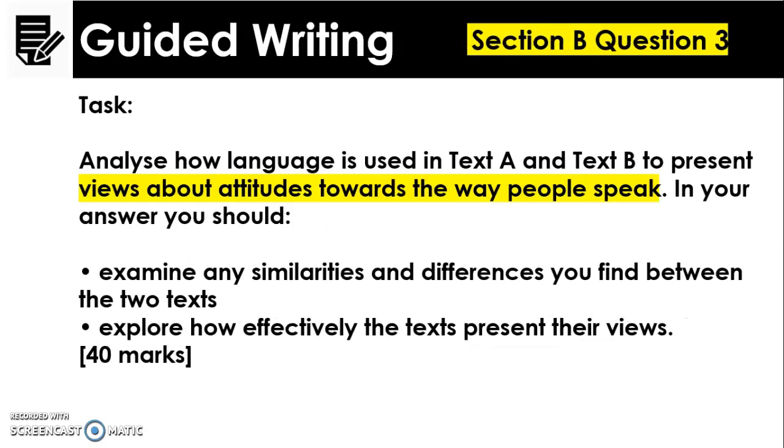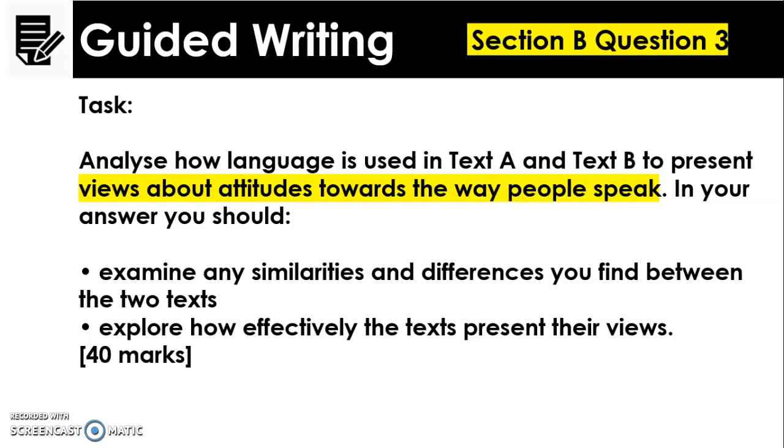So we know that this was the full task that we introduced. It's a section B question 3, and it says analyse how language is used in text A and B to present views about attitudes towards the way people speak. Okay, my lovelies? So that bit highlighted in yellow will change with every exam series. Every exam will give you 2 different texts and a slightly different focus, okay? And in your answer, you should examine any similarities and differences. So there's that 15 marks for comparison being really clearly identified, okay? And explore how effectively the texts present their views.